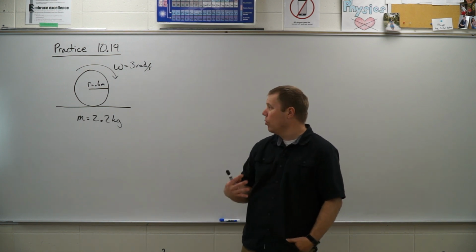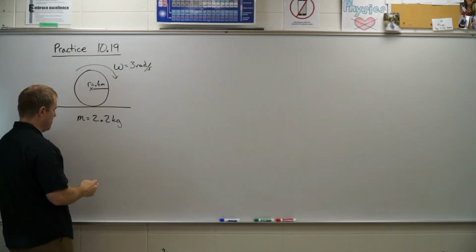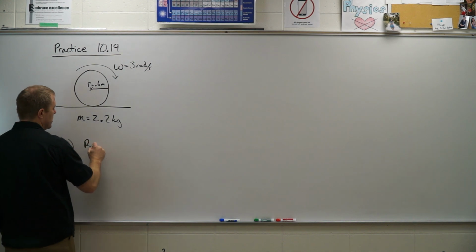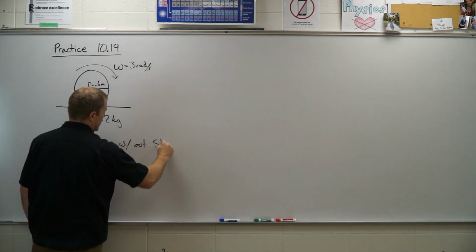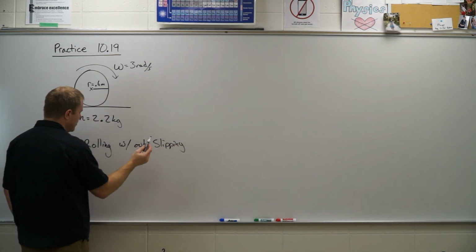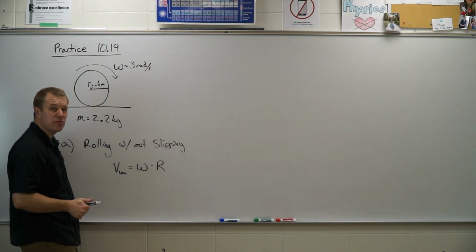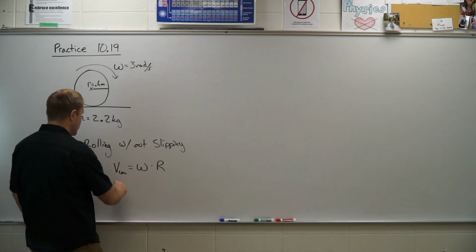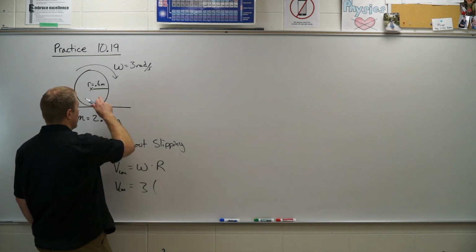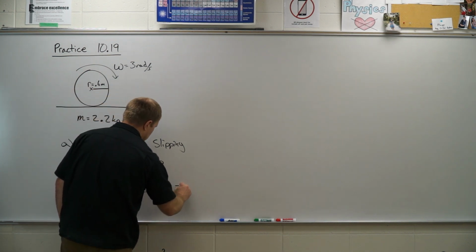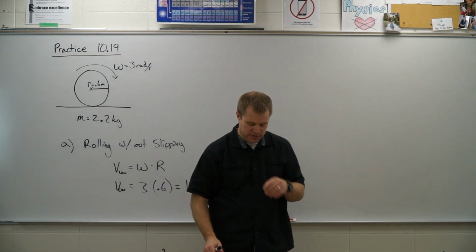Since it is rolling without slipping, and I'm trying to find the velocity of the center of mass, whenever you run into a situation where something is rolling without slipping, I know the center of mass velocity is equal to omega times r, where r is the radius that it is rolling on. So for us, VCM is going to be our omega 3 times our radius 0.6, and we end up with 1.8 meters per second is how fast it is rolling.